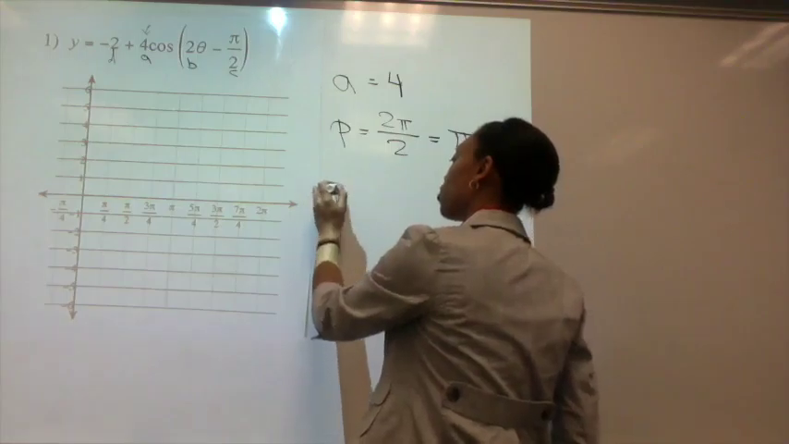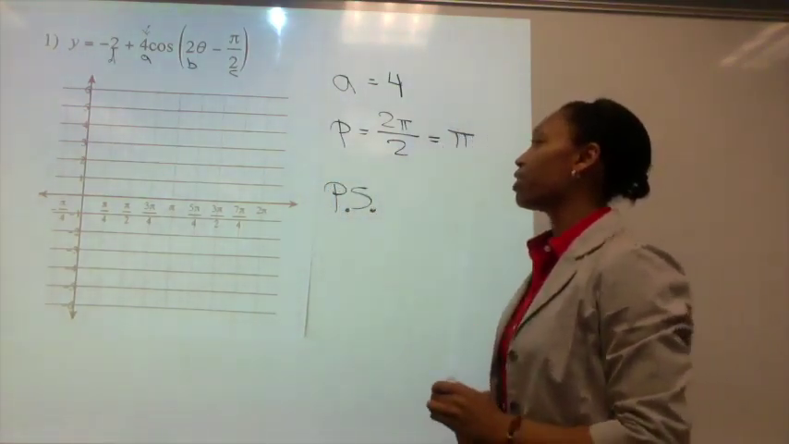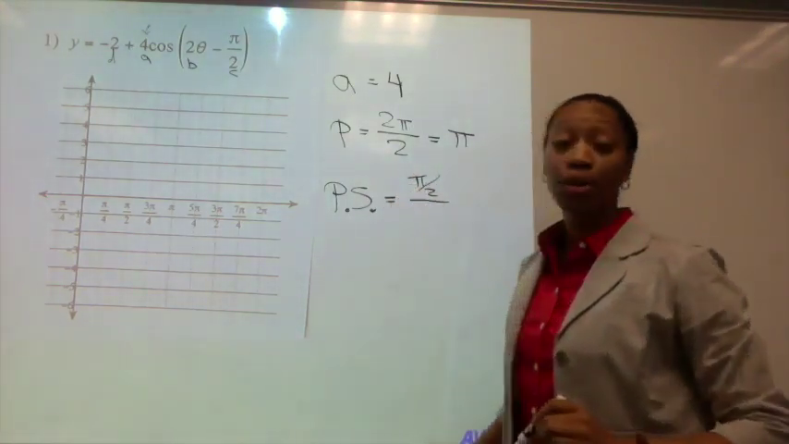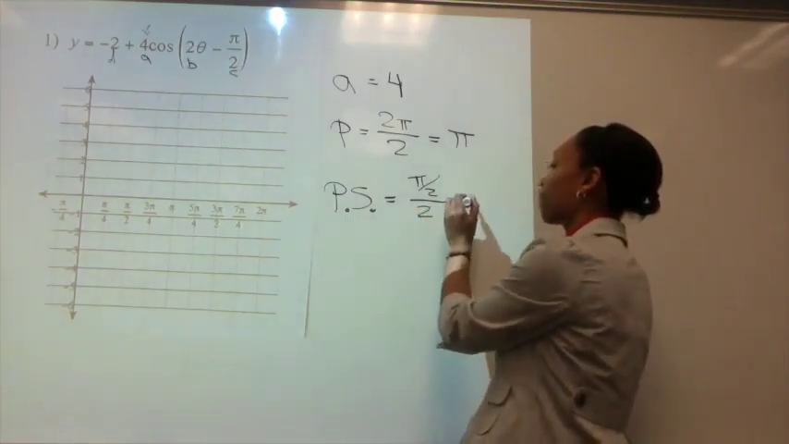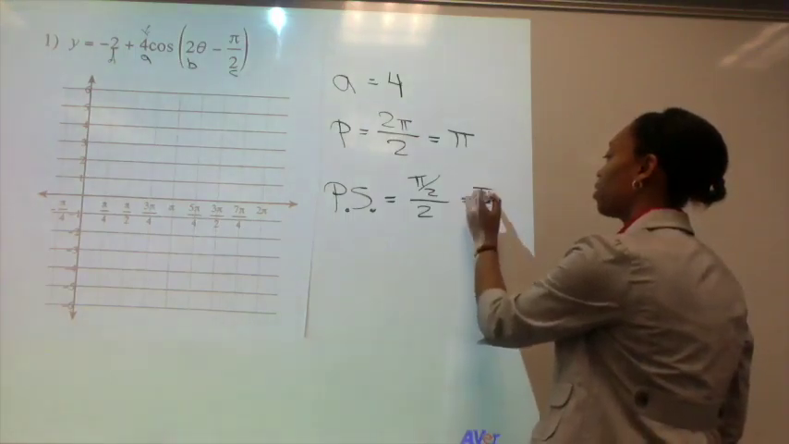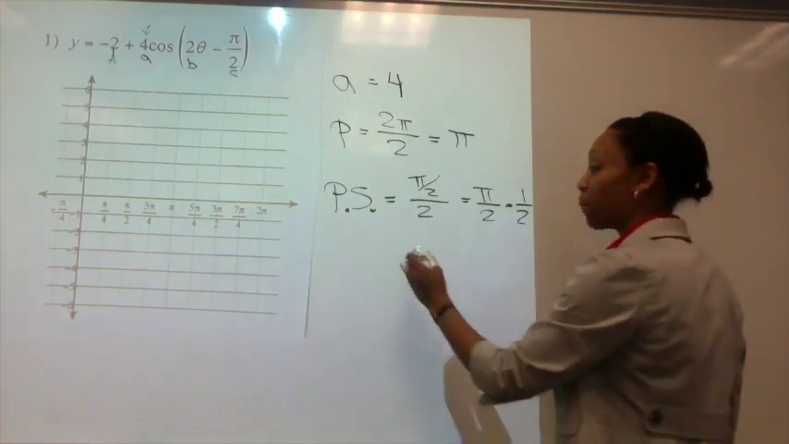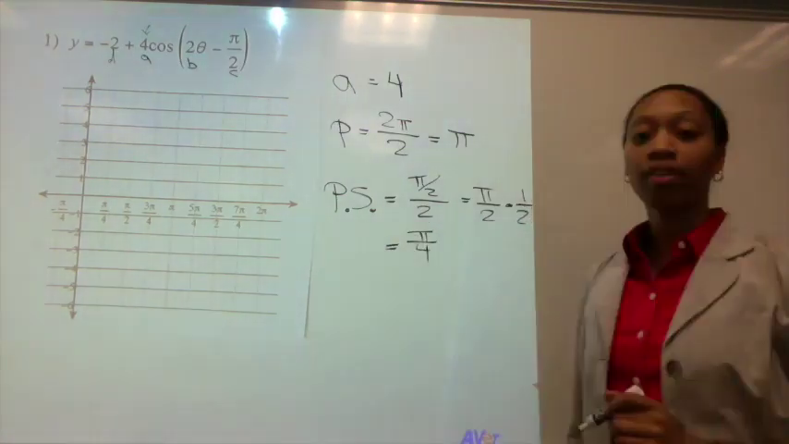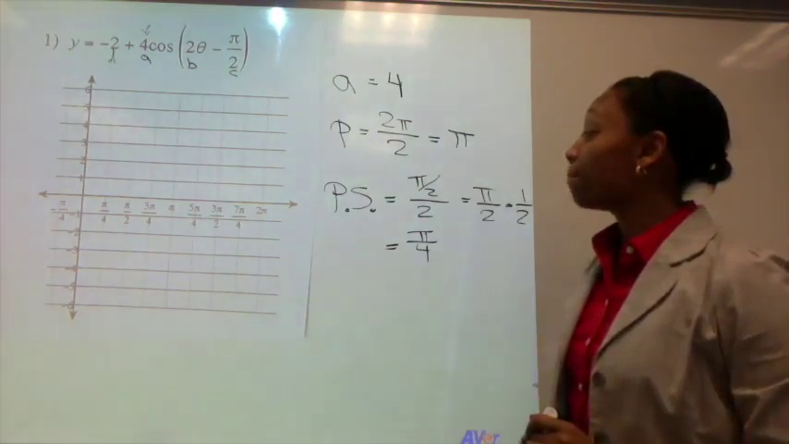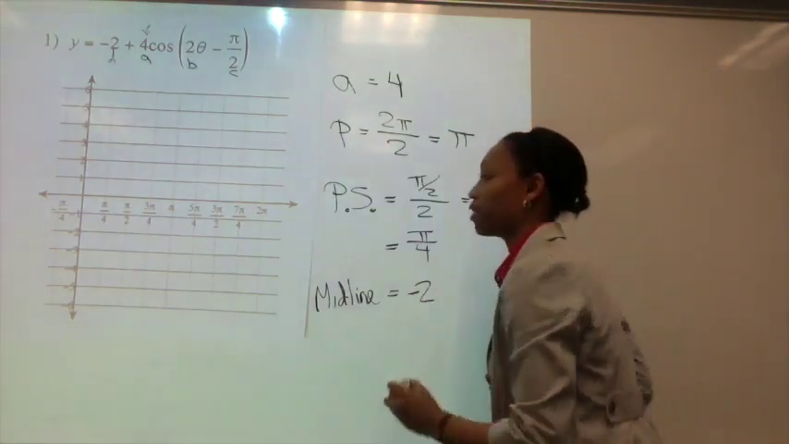Now let's find the phase shift. The phase shift is C over B. So C is pi over 2, over B, which is 2. So I have to simplify my fraction by doing keep, change, flip. Multiply by the reciprocal of the denominator. That means that my phase shift is pi over 4. All right, and now let's find the midline. The midline is at -2 because that's the D value.